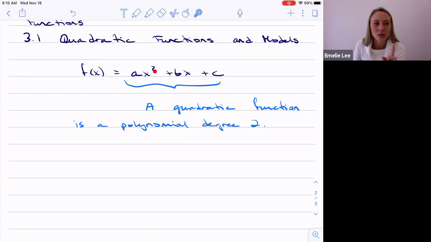And degree 2 is referring to the highest power of x, right? So the highest power of x is 2, and if you have a quadratic, it's going to look something like this. You can let b or c be 0, right? But a can't be 0, because what happens if a is 0? Well, the x squared term goes away and all of a sudden you have a linear function, right?